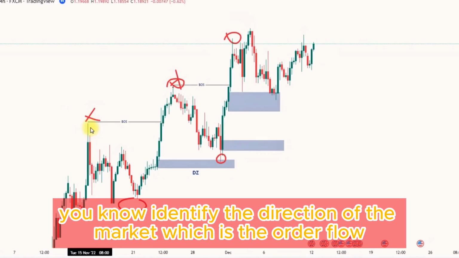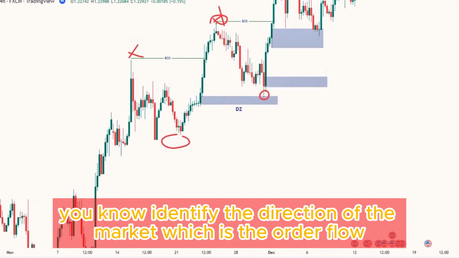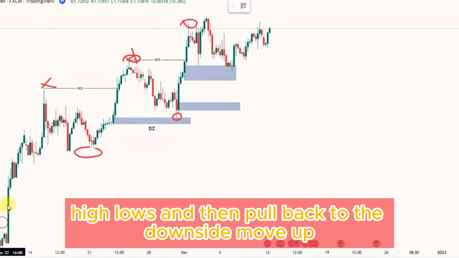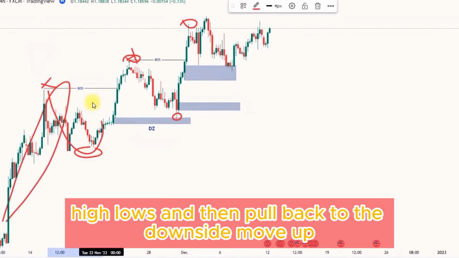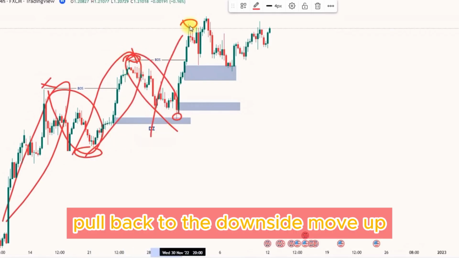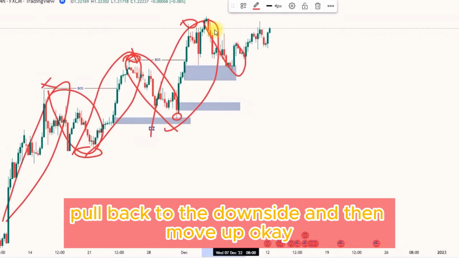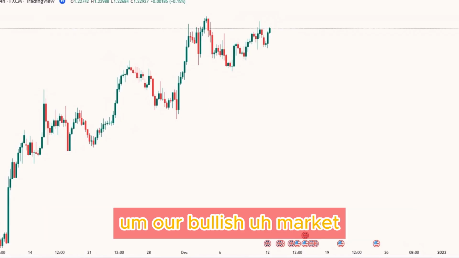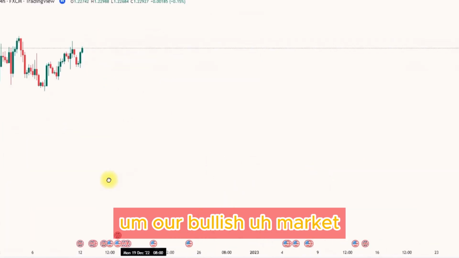Always identify the direction of the market, which is the order flow. So when you see here, the market is going up, creating high highs, high lows, and then pulls back to the downside, moves up, pulls back to the downside, moves up, pulls back to the downside, and then moves up. This is how you look for your uptrend or bullish market.